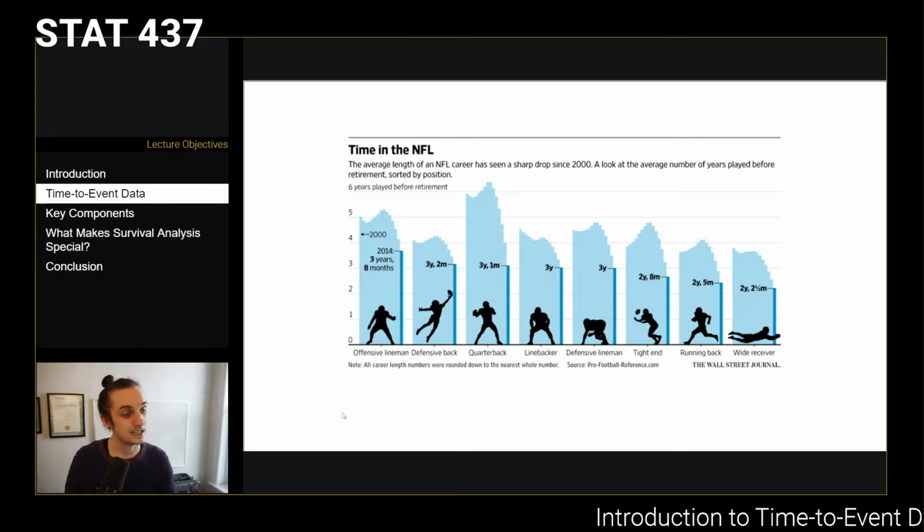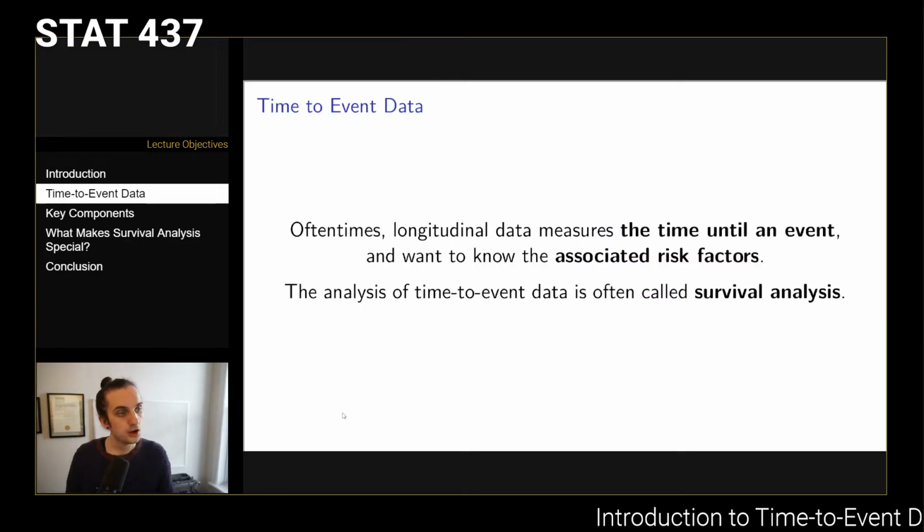And so hopefully those two examples show you how broad this topic of analysis is. But again, there's these more natural ways of applying them to the biostatistics context. So time to event data, generally speaking, is longitudinal data where we're measuring the time until an event occurs, and we want to know, what are the associated risk factors, what are the predicted lengths for any individual, what modeling techniques can we use to characterize how long until some event occurs.